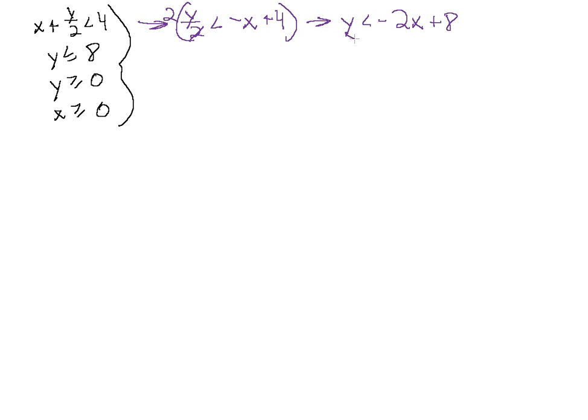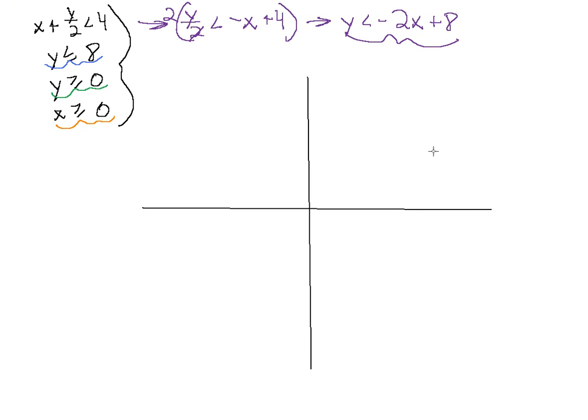All right, so we have this in slope-intercept form. We have this one in slope-intercept form. We have this one, and we have this one. These are our 4 linear inequalities making up our system. So let's go ahead and graph this thing and find the solution region. This is our positive direction for our y-axis. This is our positive direction for our x-axis.